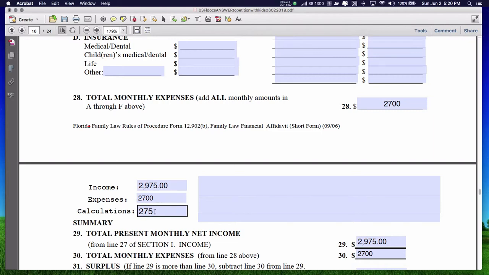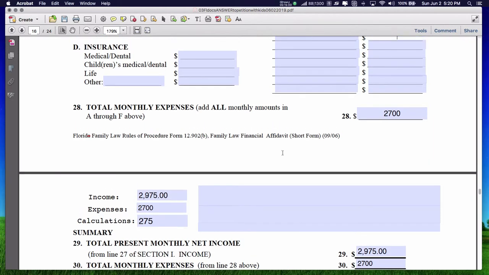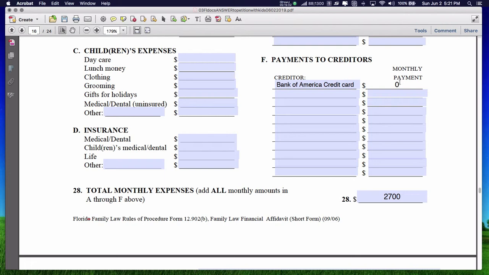Well, then it'd be a $275 surplus. But let's say your incoming doesn't match your outgoing, and don't worry about that. That's most people.